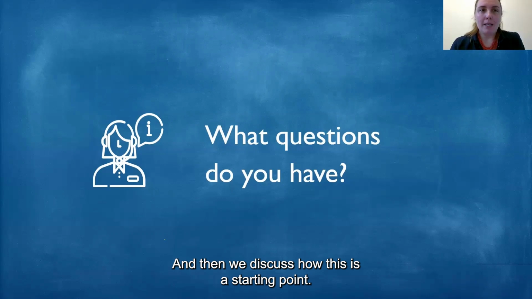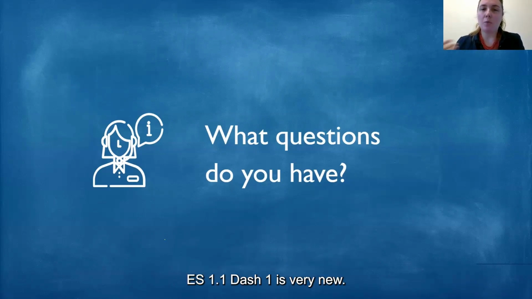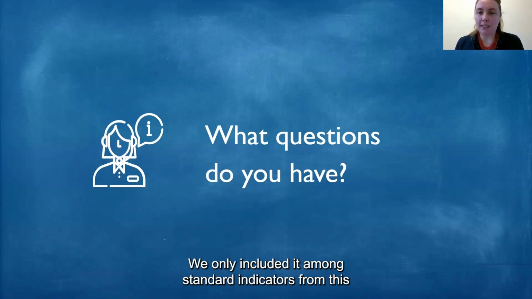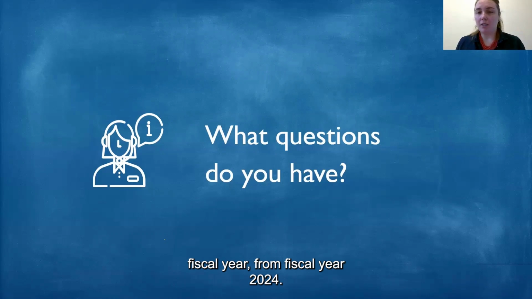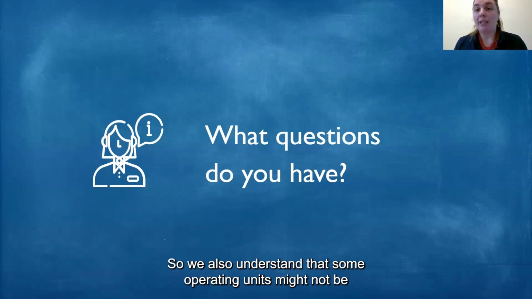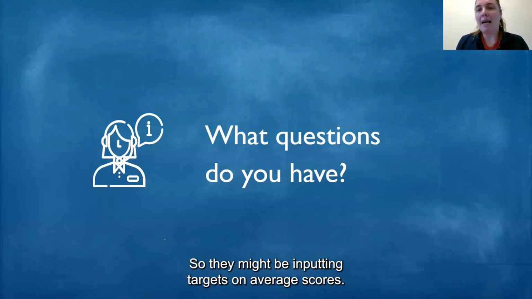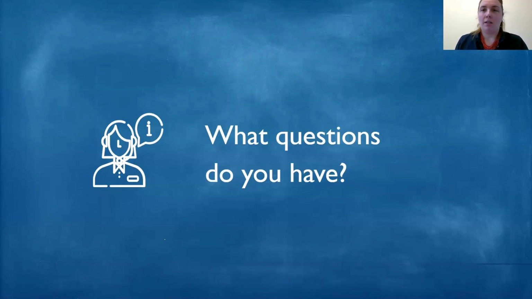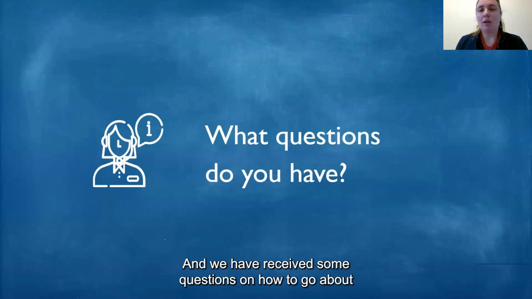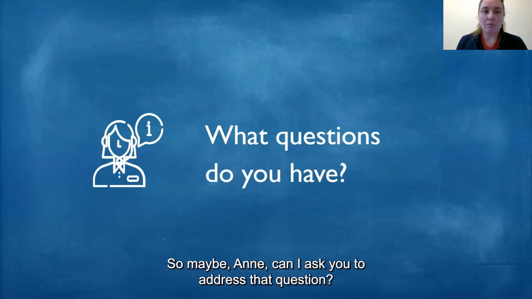And then we discussed how this is a starting point. ES 1.1-1 is very new. We only included it among standard indicators from this fiscal year, from fiscal year 2024. So we also understand that some operating units might not be able to already provide the average score. So they might be inputting targets on average scores. And we have received some questions on how to go about setting targets for average scores. So maybe, Anne, can I ask you to address that question?